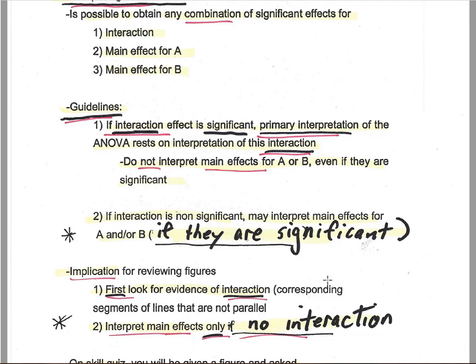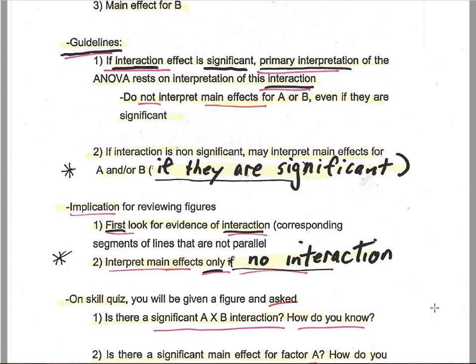First, look for evidence of an interaction, that is, corresponding line segments that are not parallel. If you've got corresponding line segments that are not parallel, you've got an interaction. That's what you'll interpret. You should interpret main effects only if there's no interaction effect. I am going to show you examples of what this looks like.